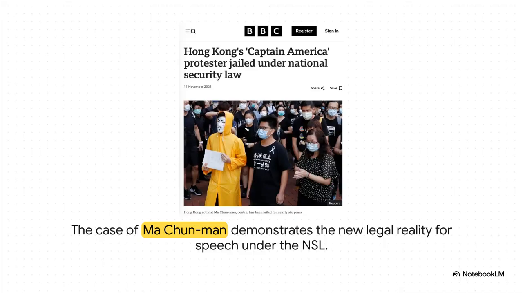And cases like this one really show the new reality in action. Ma Chun-mun was sentenced for chanting slogans. The legal fight was over the meaning of those slogans and his intent, not a complex proportionality analysis about whether banning the chanting was a justified limit on his freedom of expression.